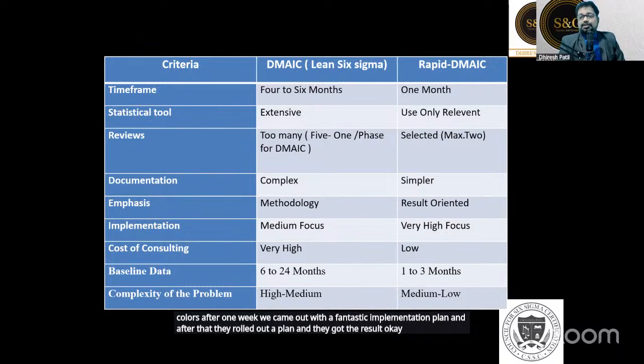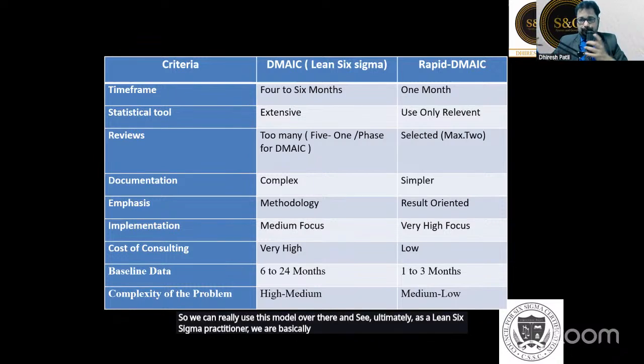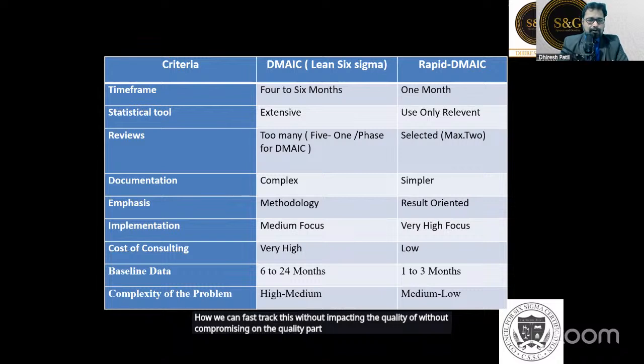Nowadays we have AI tools, we have ChatGPT and all the other tools as well, so we can really use this model there. Ultimately, as a Lean Six Sigma practitioner, we have to be a little innovative. So we thought of being a little innovative in this traditional approach of DMAIC, and how we can fast track it without compromising on the quality of the DMAIC framework. So that's about the rapid DMAIC model.